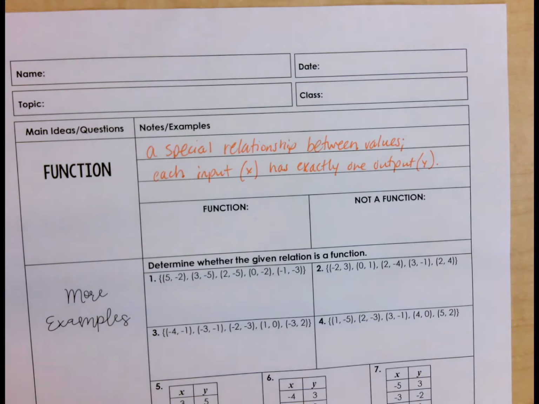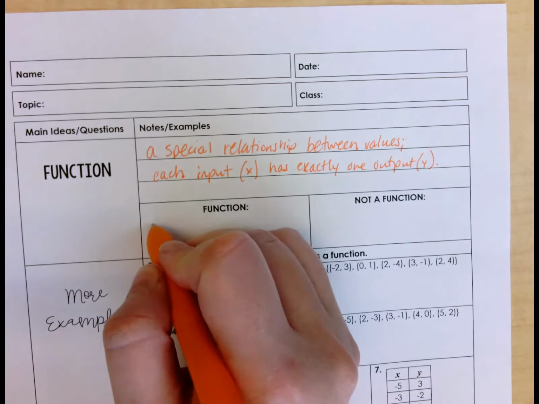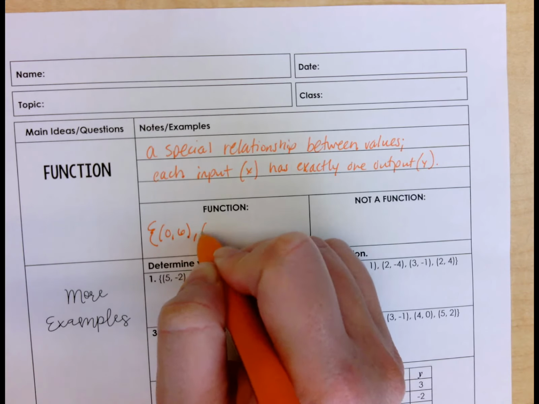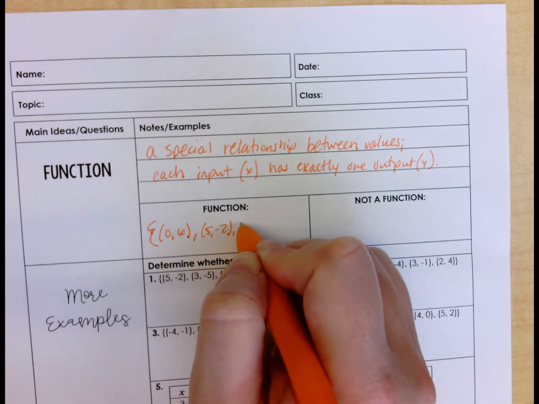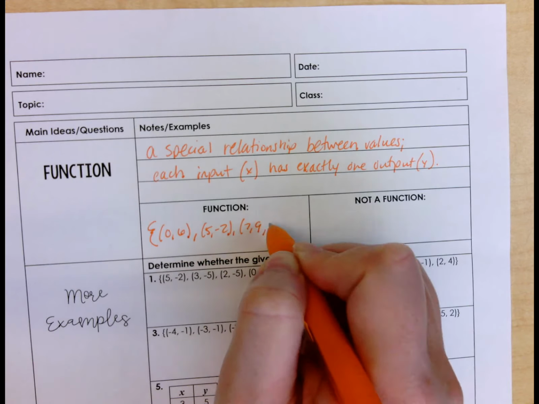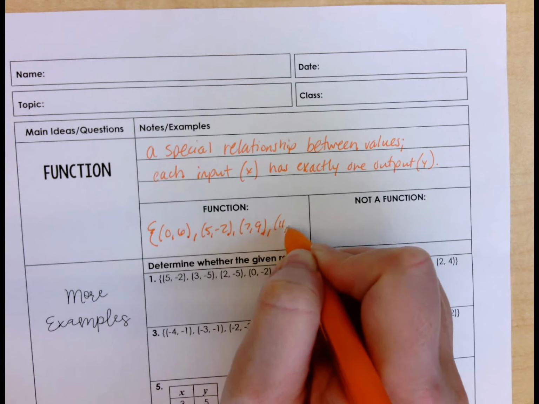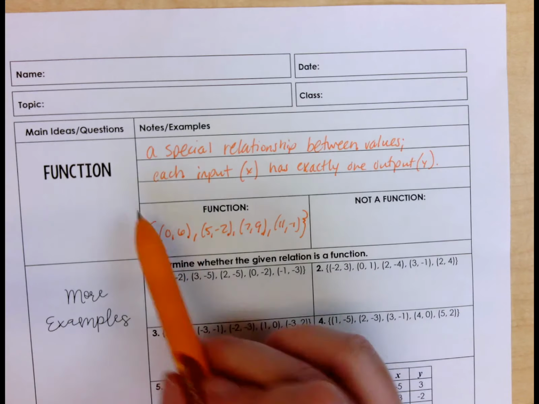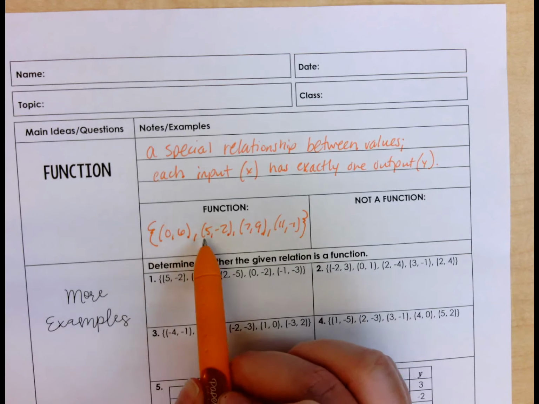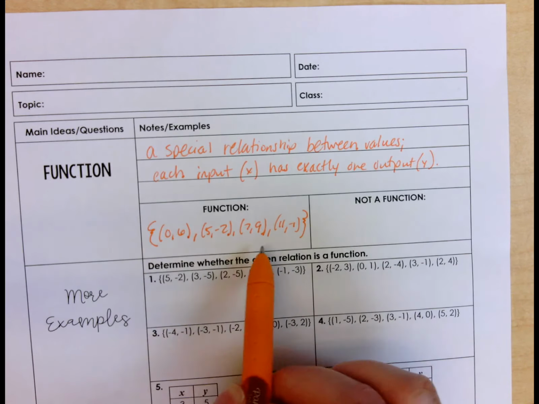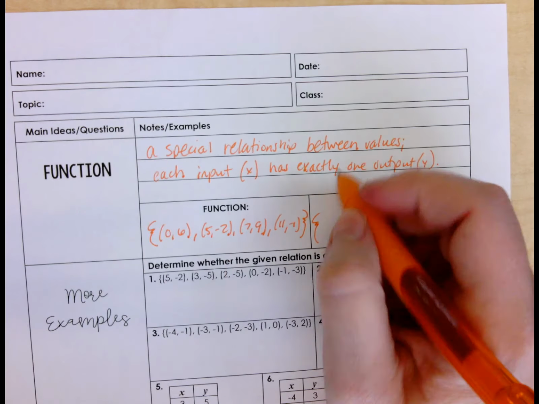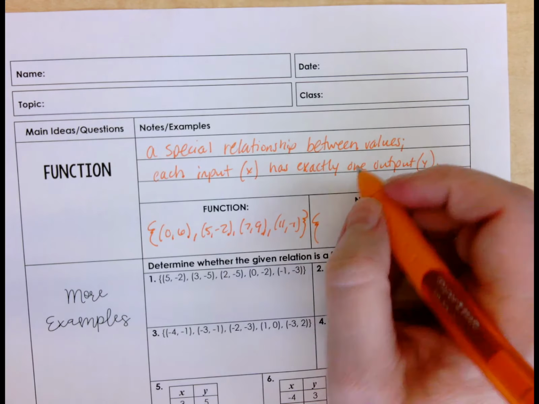Okay, so for example, here is a relation: 0, 6, 5, negative 2, 7, 9, 11, negative 1. Okay, that's a set, it's a relation, but it is also a special relation because it is a function. Every x value has only one y value. We don't repeat x's. Okay, and I'll show you what an actual non-function looks like.